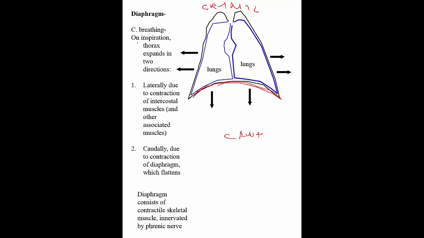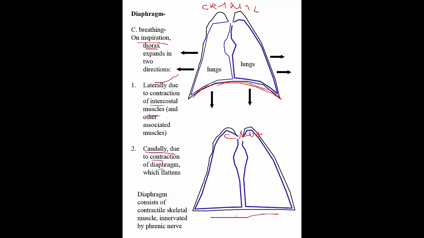So on breathing, on inspiration, when an animal takes a breath, the thorax will expand in 2 directions. It'll expand laterally due to contraction of the intercostal muscles between the ribs and some other smaller associated muscles. And caudally, it'll expand due to a contraction of the diaphragm, which goes from this dome shape to basically a flatter shape. The diaphragm can do this because it consists of contractile skeletal muscle. So breathing, for us, fortunately, is a voluntary event, and when you take a breath, the diaphragm is innervated by the phrenic nerve, the diaphragm contracts, and this expands the thorax in a caudal direction, and thereby the lungs go with it.